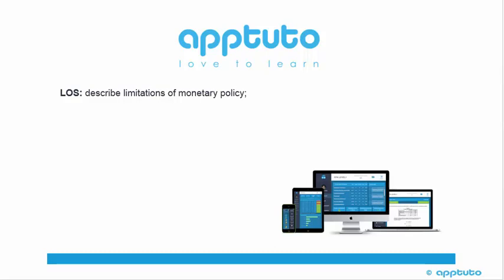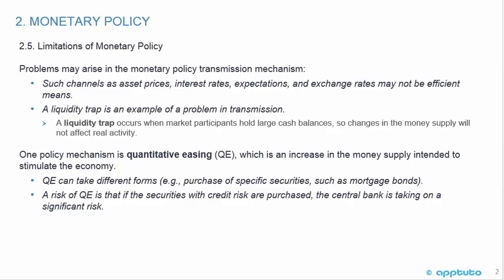This LOS is Describe Limitations of Monetary Policy. Limitations of monetary policy. Problems may arise in the monetary policy transmission mechanism. Such channels as asset prices, interest rates, expectations, and exchange rates may not be efficient means. A liquidity trap is an example of a problem in transmission.